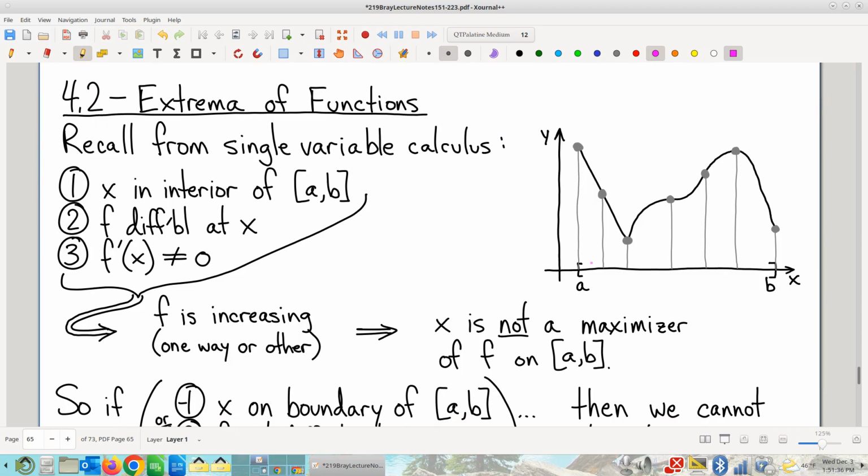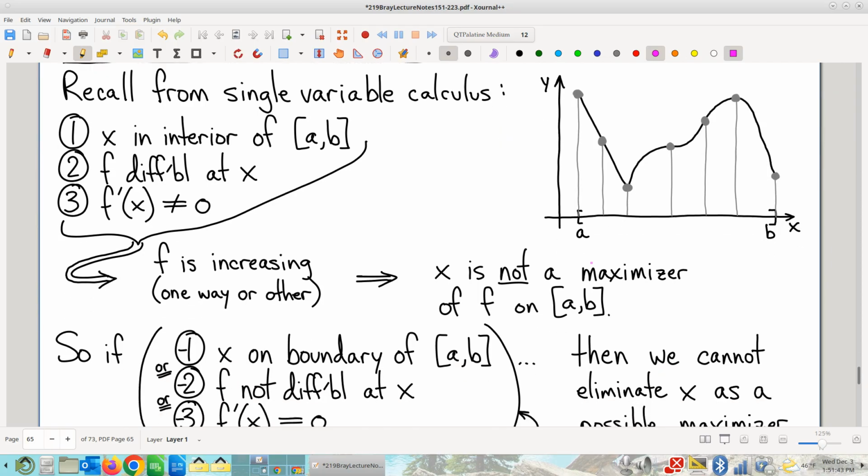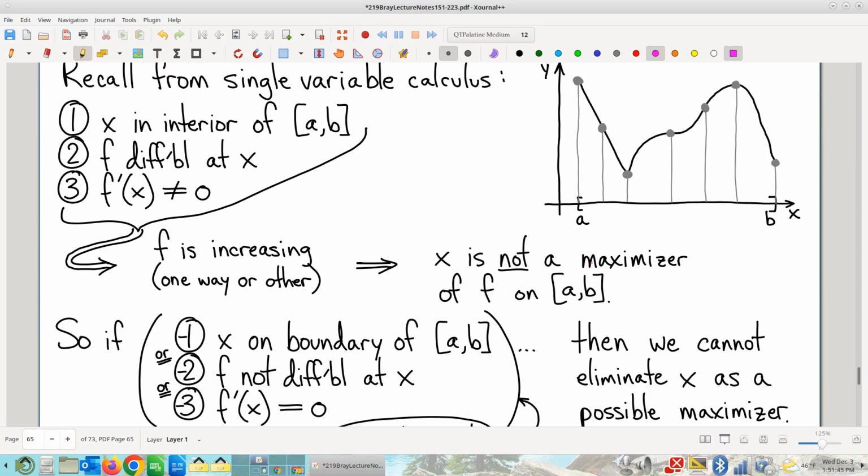Okay, on to 4.2. So I'm going to give you all a take on single variable optimization. This may be different from previous takes you may have seen.